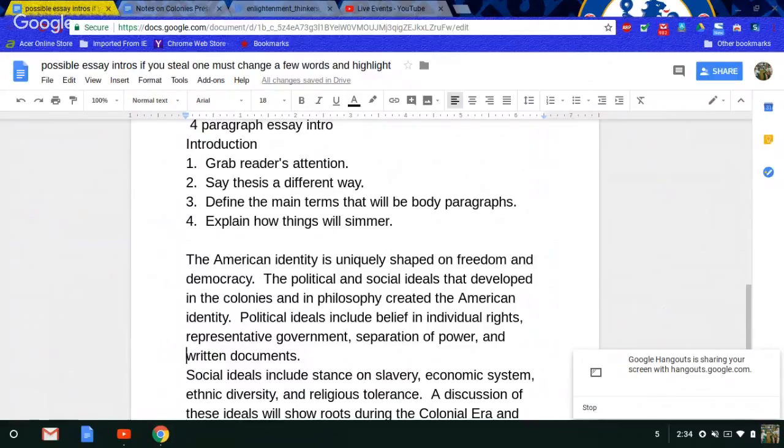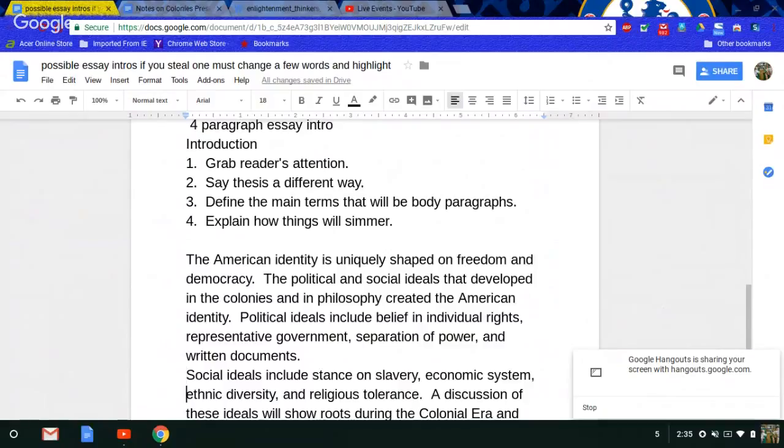And students, I said, you might only do two of them. Cut them out when you make it your introduction. That'll be your paragraph 2, talking about political ideals right here. This is your paragraph 2. Boom. Your paragraph 3 will be about social ideals if you choose this method. Include stance on slavery, economic system, ethnic diversity, and religious tolerance.